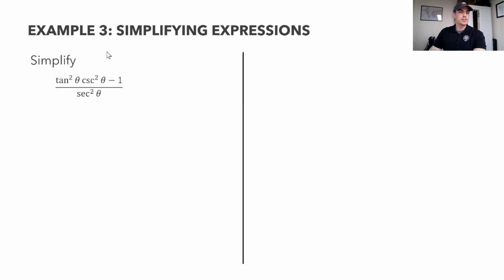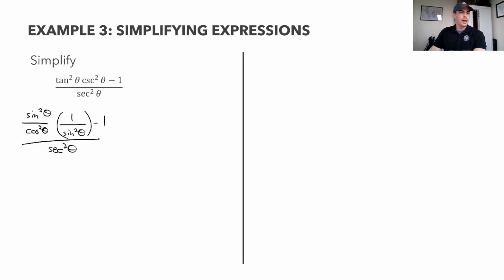Looking at simplifying some more expressions, we're going to simplify tangent squared theta cosecant squared theta all minus 1 all over secant squared. So we got a lot going on here. Now, if you're ever in doubt of where to start, just put everything in terms of sine and cosine. That's usually a good place to start if nothing's really jumping out at you.